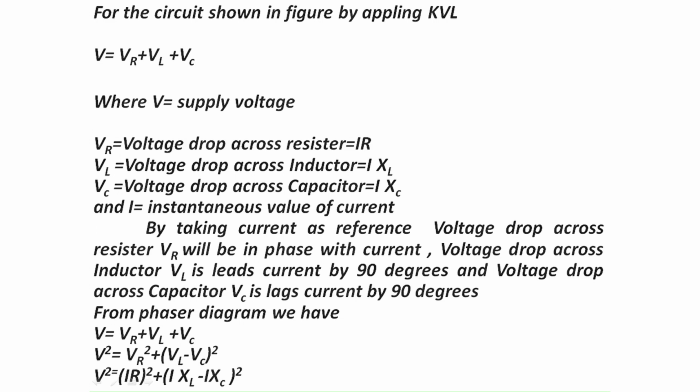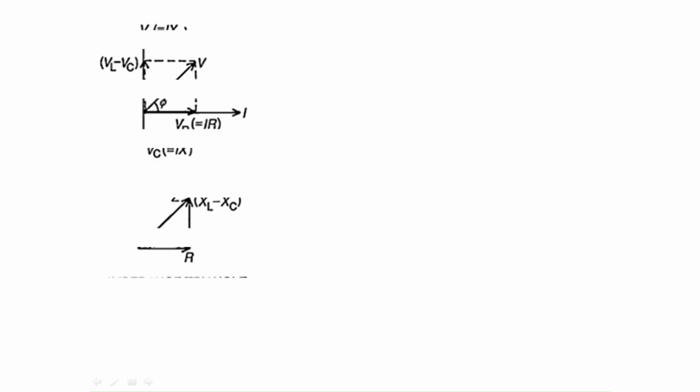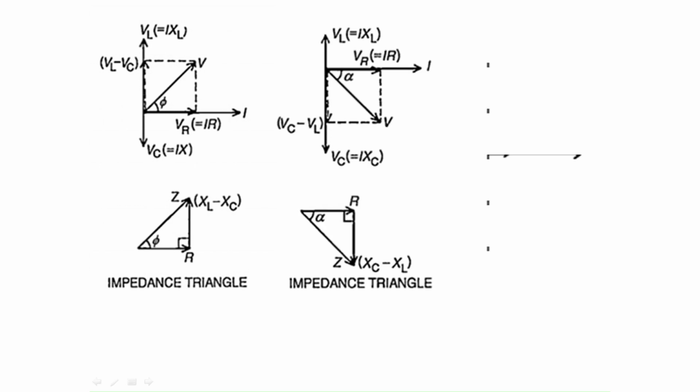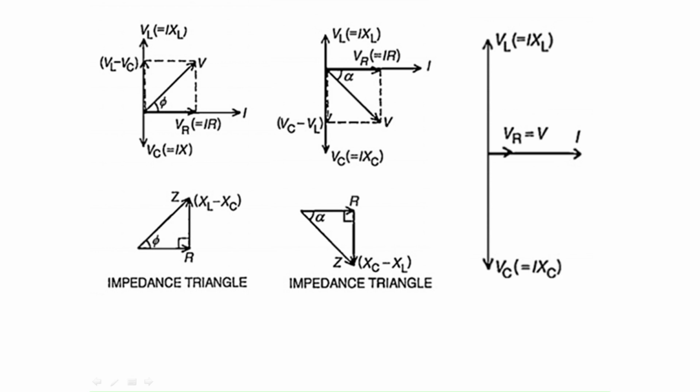From the phasor diagram, V squared equals VR squared plus (VL minus VC) whole squared. From that equation, the value of Z equals the square root of R squared plus (XL minus XC) whole squared. Based on the values of XL and XC, the phasor diagram may differ.